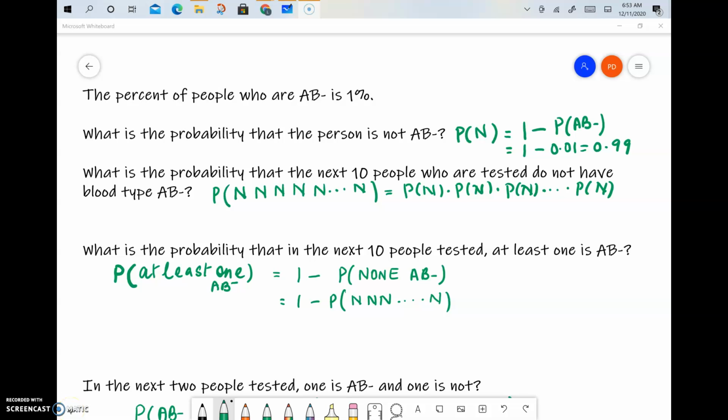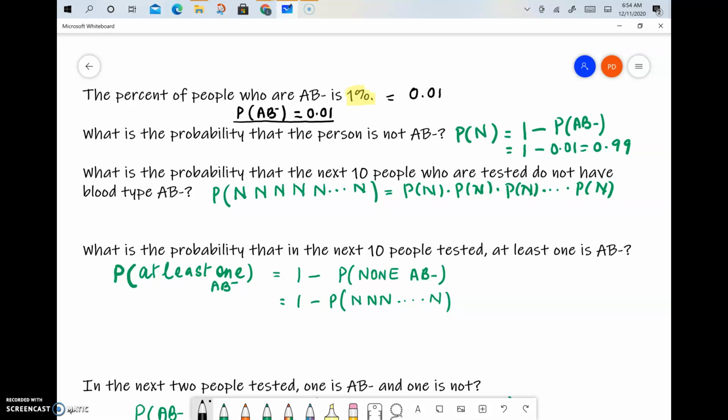The percent of people who are AB negative is 1%. Changing it to decimals, it would be 0.01. So that is the probability that a randomly selected person from the population is AB negative. So that's equal to 0.01. Let's write that down as an equation first.